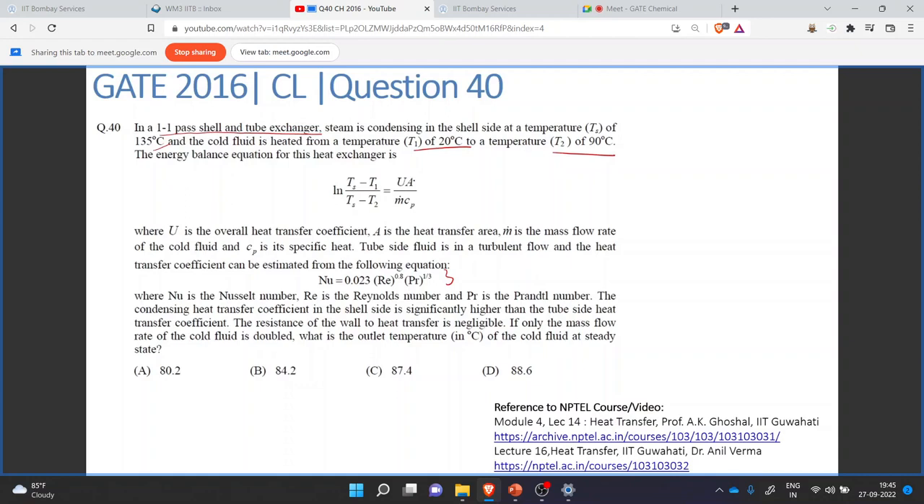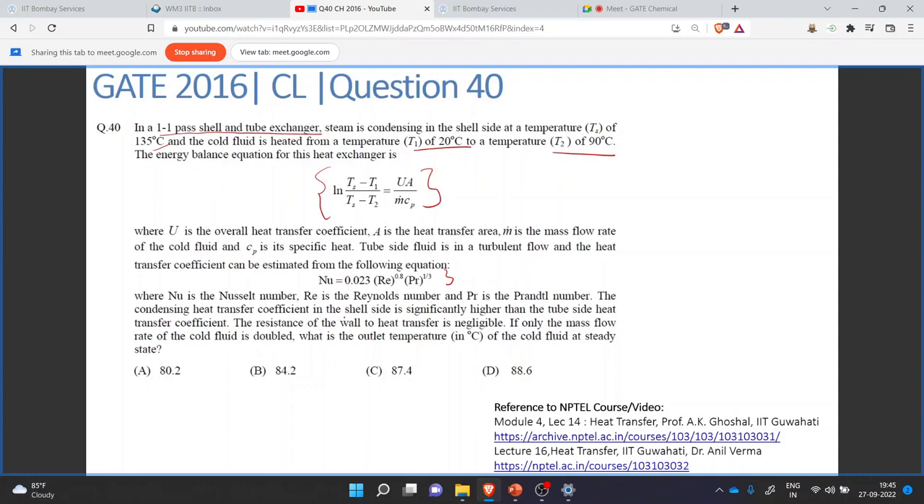The energy balance for this heat exchanger is given by this equation, where U is the overall heat transfer coefficient, A is the heat transfer area, m dot is the mass flow rate of the cold fluid, and Cp is its specific heat. Tube side fluid is in turbulent flow, and the heat transfer coefficient can be estimated from the following equation, where N is the Nusselt number, R is the Reynolds number, P is the Prandtl number.